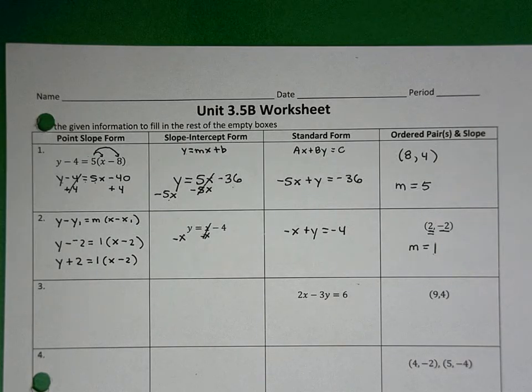Okay. Number 3 here, our standard form. We are given 2x minus 3y equals 6, and we are given an ordered pair, (9, 4). In this particular one, we aren't going to start with slope, because standard form, when you're just looking at the equation, doesn't inherently have slope.